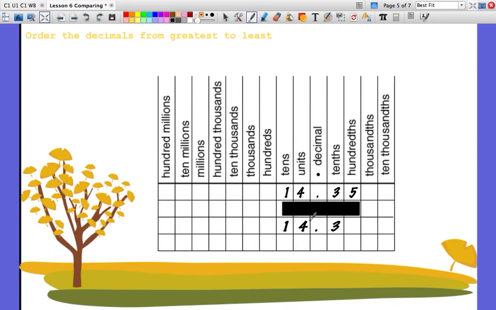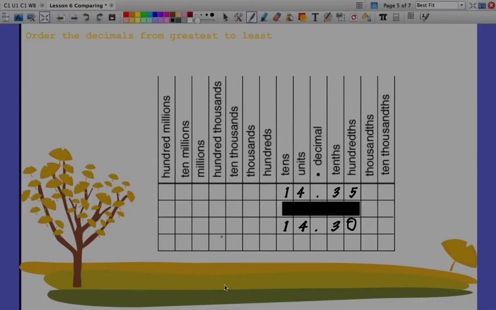If I've added a 0 here, this becomes 140. If I add a 0 here, this is still the same thing. 3 tenths is equal to 30 hundredths. So for those of us, because this is like fractions, these two things are equal. We added a 0 up top and a 0 on bottom. They're still equal. Okay, so now I can see that the 5 is bigger than the 0.